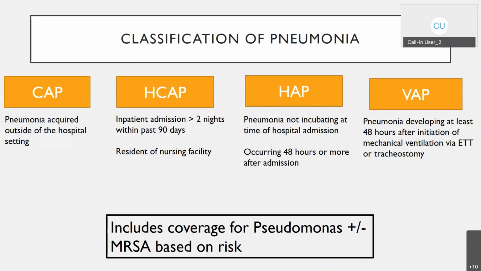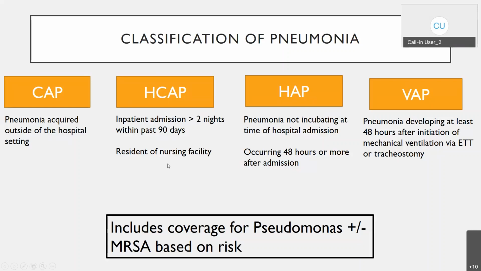So the classification of pneumonia requires a little bit of a historical perspective to understand some things and to clarify some thinking that may still be lingering out there. Previously, we defined CAP as pneumonia acquired outside of the hospital setting. That has not changed. And hospital-acquired pneumonia as pneumonia not incubating at the time of hospital admission and occurring greater than 48 hours after admission. And that definition hasn't changed. And then ventilator-associated as pneumonia associated with a ventilator, obviously.